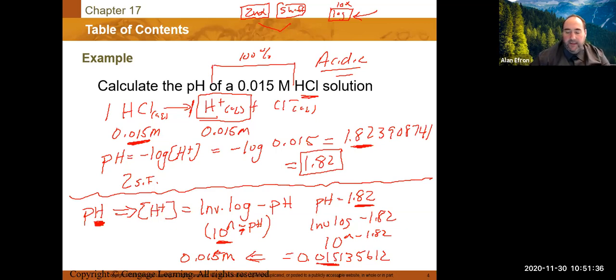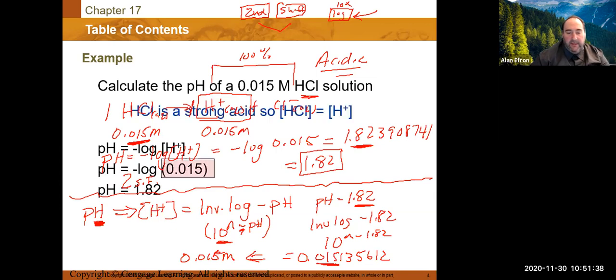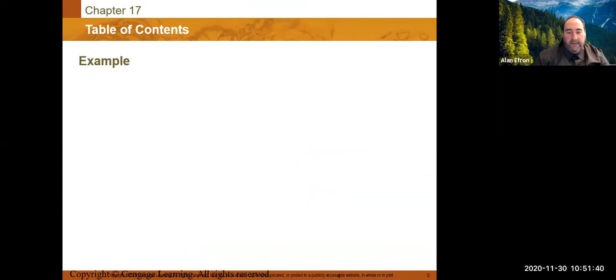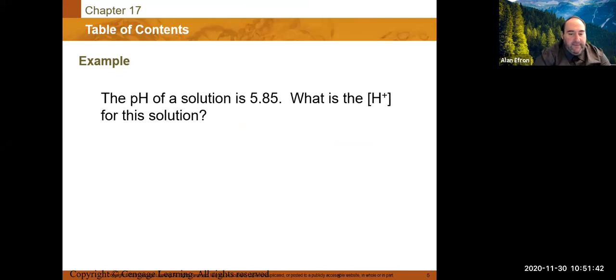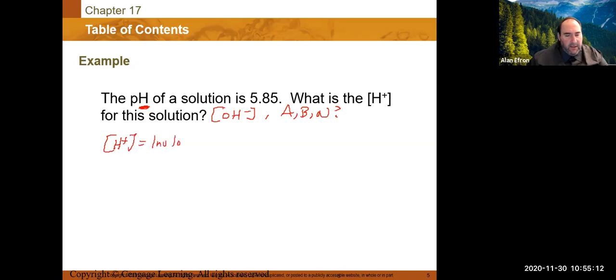Okay, so why don't you try another one here just to make sure your calculator is all working. The pH of a solution is 5.85. What is the H plus concentration? It would be the inverse log of the minus pH. So again, if we do that and hit inverse log, usually will pop up a 10 and a caret. We want to make sure that we do make it negative 5.85.